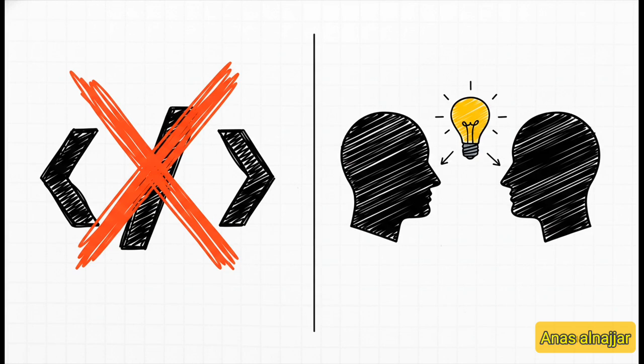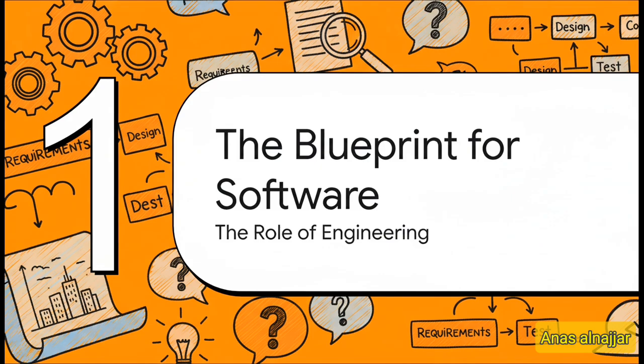It's about people. The failure comes from a gap in understanding, a gap between what users truly want and what the developers think they want. So, how do we bridge that understanding gap? Simple. We need a blueprint, a plan that doesn't just tell us what to build, but more importantly, why we're building it. And that's where the blueprint for software comes in.